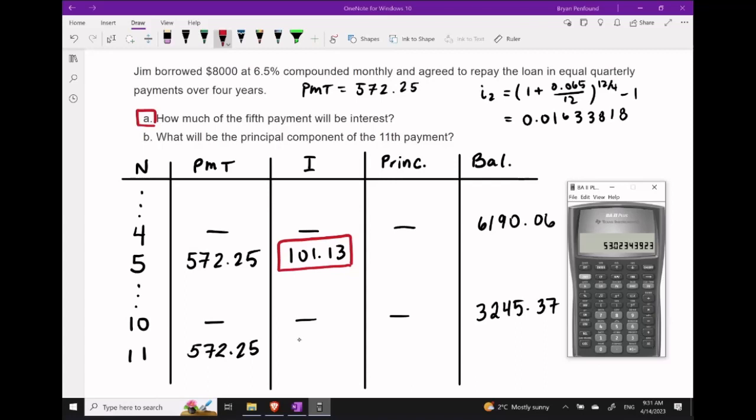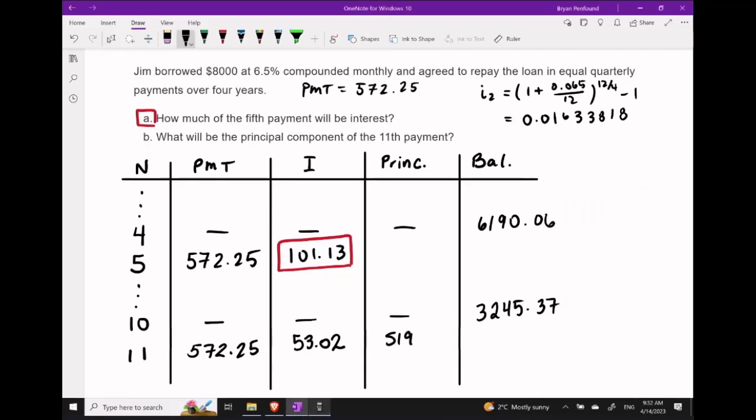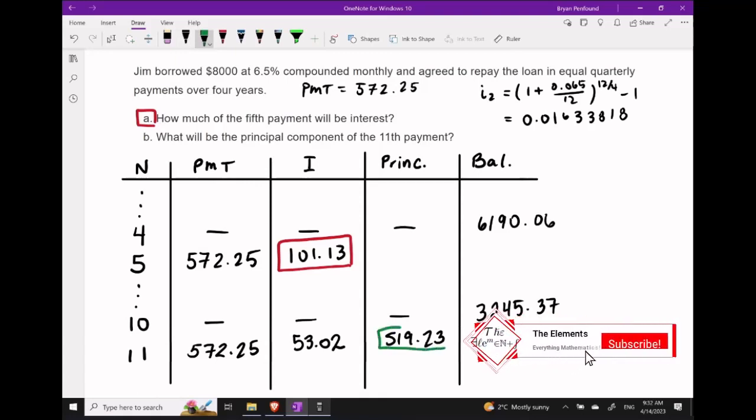This is $53.02. If we know this is the amount of interest we pay at time step 11, let's take our payment of $572.25, and subtract this interest amount, and we should get the principal amount at this particular time step. So $519.23. And so this should be the answer that we are looking for in part B of this problem.